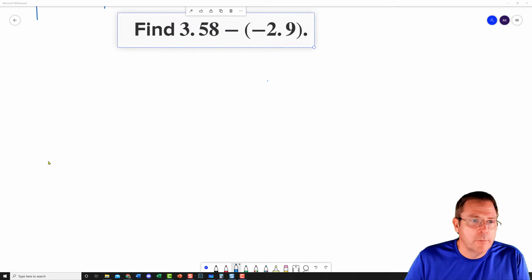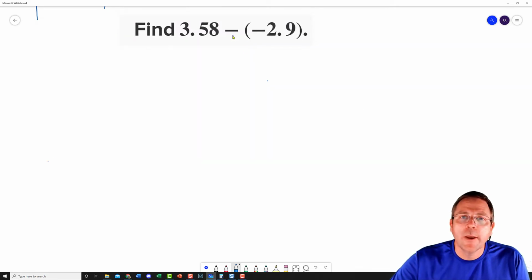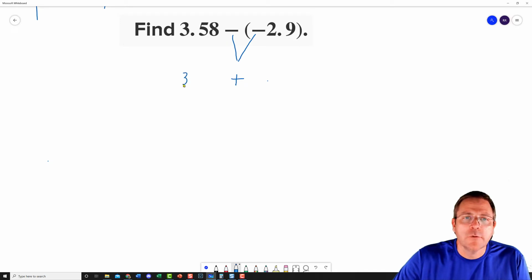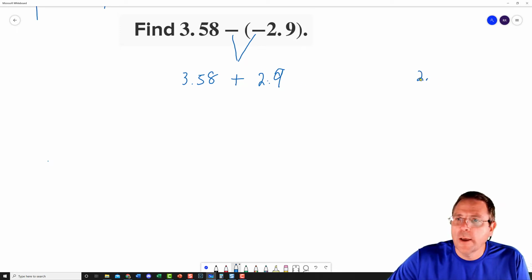First thing I'm going to do, get my mouse over here, I'm going to make the ugly problem pretty by multiplying my signs. So now I have 3.58 plus 2.9. From here, I'm going to take and go off to the side so I can align my decimals.